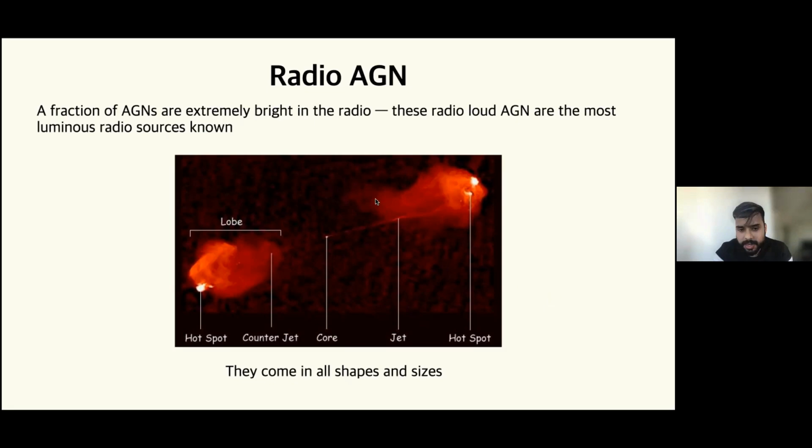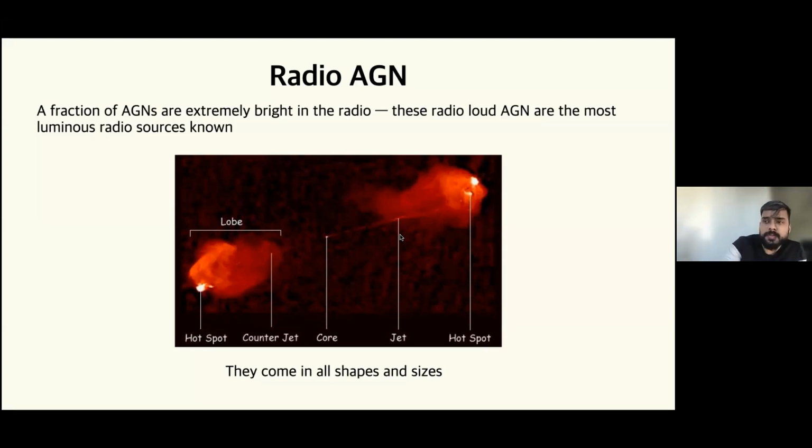Here, a diagram shows the basic buildup of a radio AGN. This is another famous radio galaxy called Cygnus A. At the center, you can see the core of the galaxy, which is where the supermassive black hole and the accretion disk and the gas clouds reside in a very small region. Moving outwards, we see jets coming out of this galaxy, which is a very fast relativistic flow of hot plasma made up of electrons and, of course, their positive counterparts.